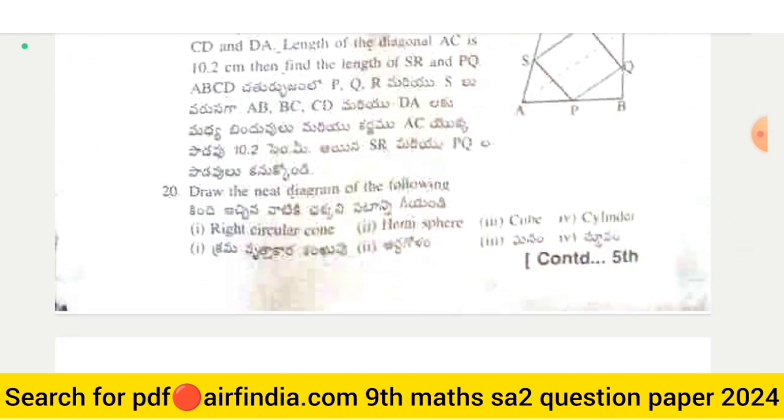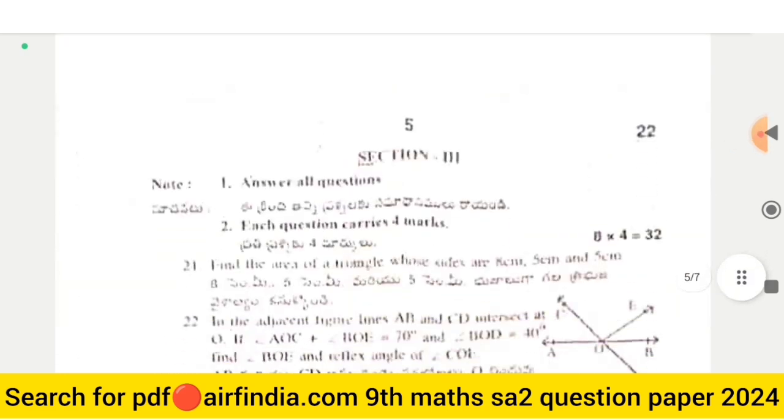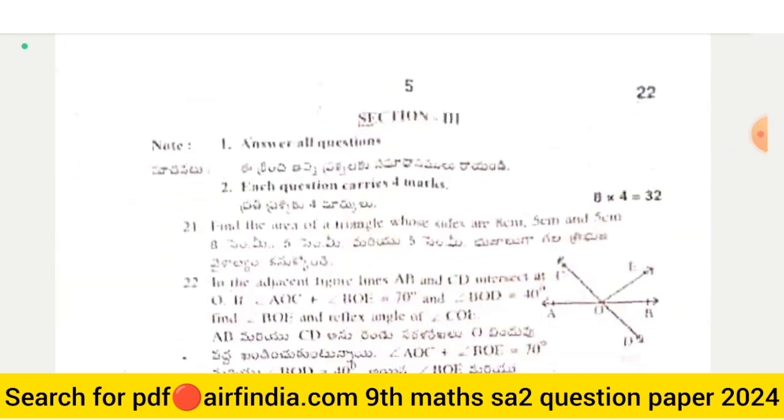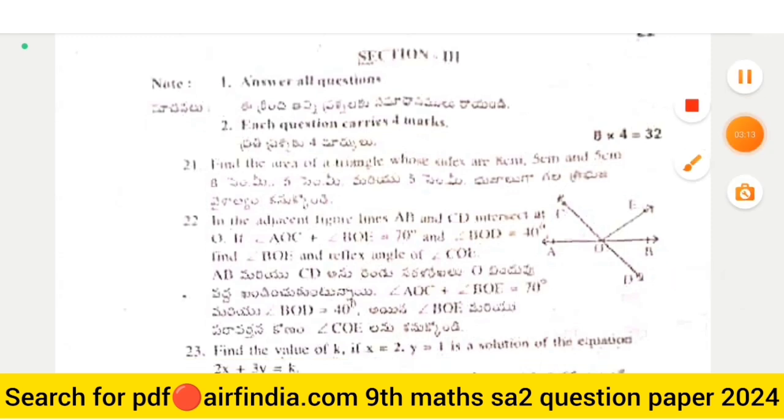Draw a neat diagram of the following. Okay, so here are the right circular cone, hemisphere, cube and cylinder. Okay, and the section third, page number 5. Answer all the questions. Each question carries 4 marks. This section will be 32 marks.